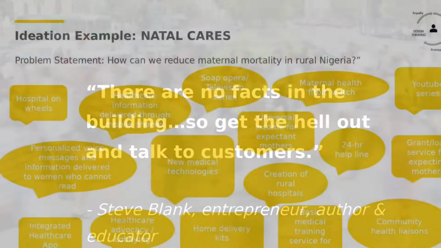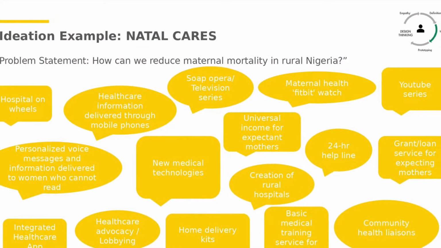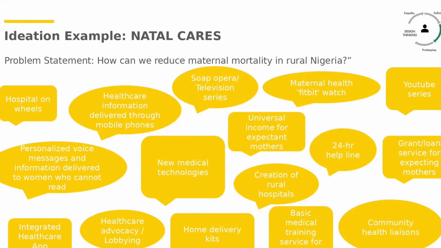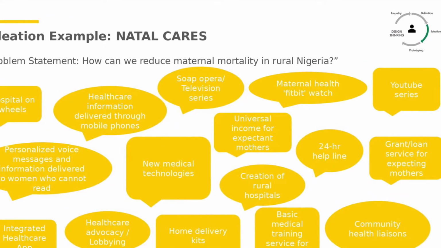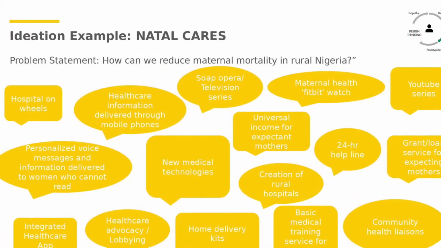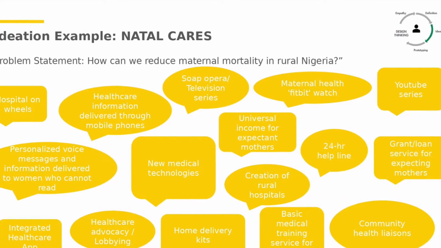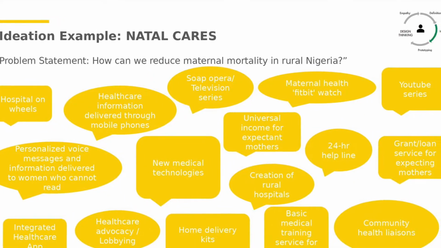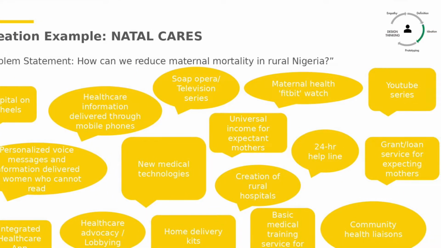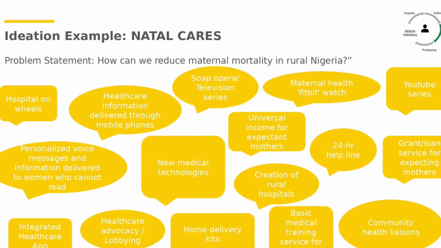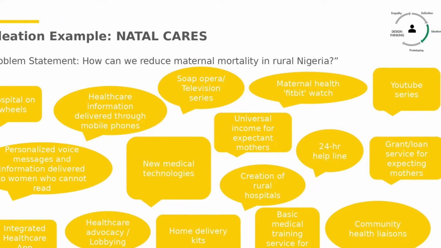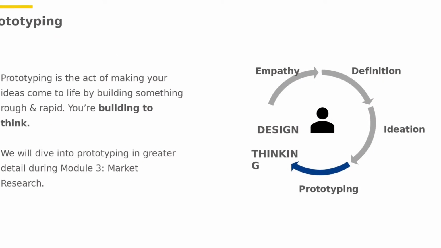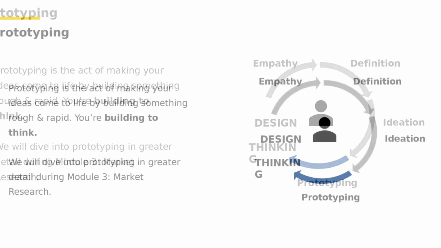Now, let's look at how Network Cares was able to utilize this. Their problem statement was: how can we reduce maternal mortality in rural Nigeria? They had so many ideas they came up with in their ideation. They had things like universal income for expectant mothers, new medical technologies, 24-hour helpline, community health liaisons, YouTube series, and so on and so forth. Having put all of this together, they were now able to prototype their initial business model.